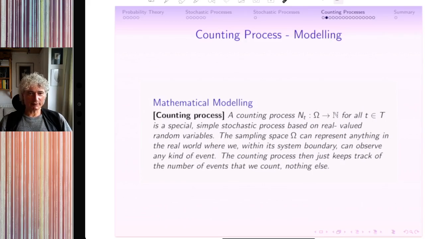So if you have a counting process, you can only observe an event, but you could, for example, not say what kind of event that was. For example, whether a certain atom did decay or something like that. We don't observe that. We just observe the decay itself and count it.